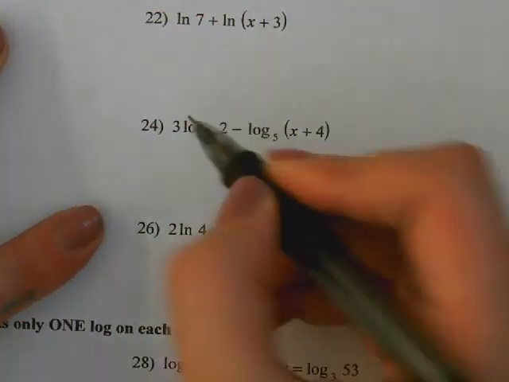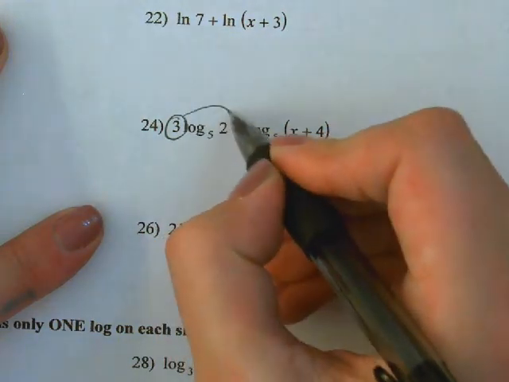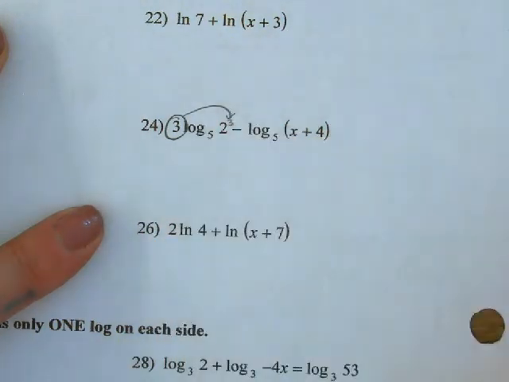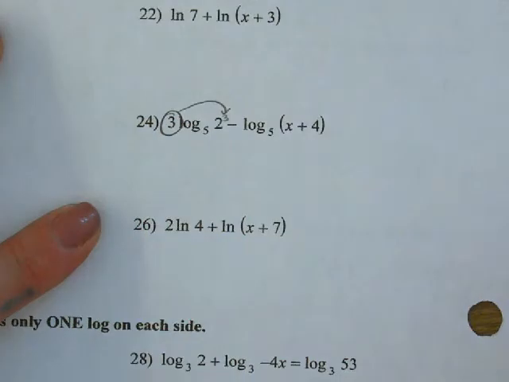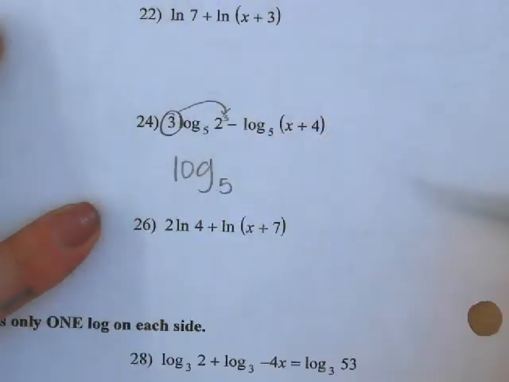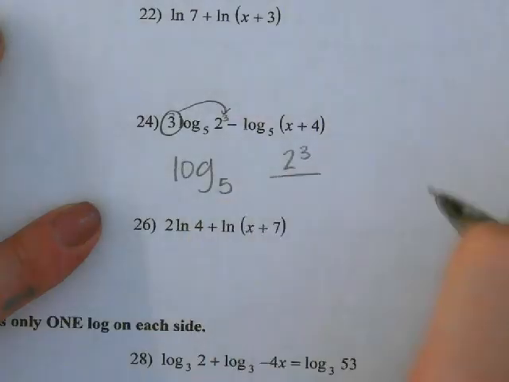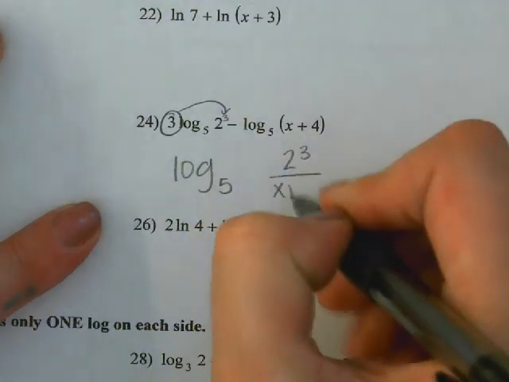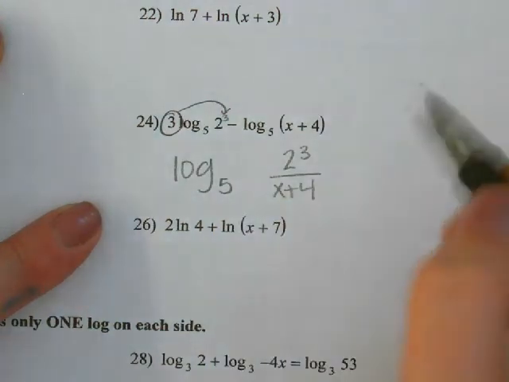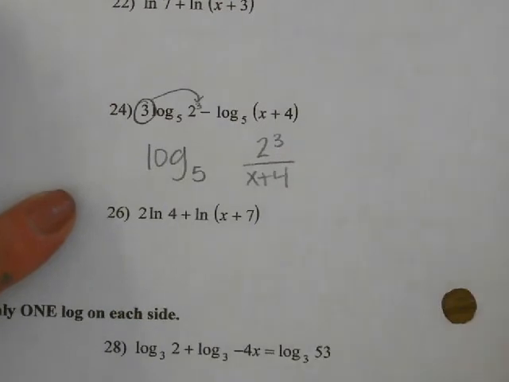Okay, so what do we do with the 3? It's the exponent to the 2. So the 2 actually has a 2 to the 3rd. So we have log base 5 written twice. We only get to write it once. And what is it that we are taking the log of? 2 to the 3rd over x plus 4. And we can simplify it a little bit because we do know what 2 to the 3rd is. It's 8.